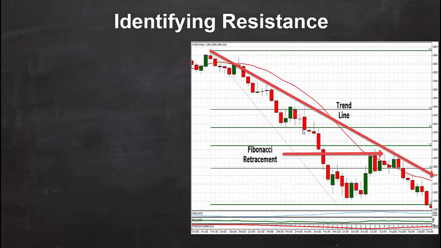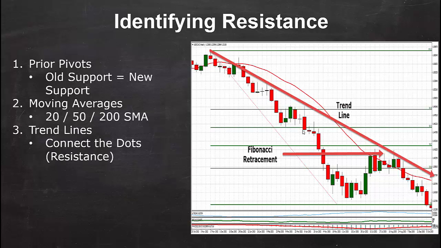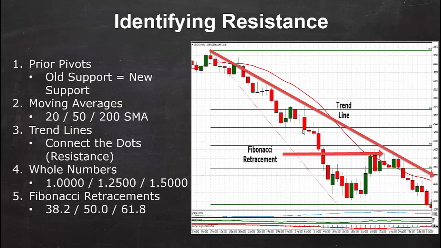Resistance is very, very similar. As you can see, you have the exact same levels, resistance catalysts that you have as support catalysts: prior pivots, moving averages, trend lines, significant whole numbers, Fibonacci retracement zones, and so on and so forth. So over here we have the same levels, but instead of connecting support, we're going to connect resistance. So now look at this here: resistance, resistance, resistance, resistance, and then it runs right into that same area. I would call that trend line a very, very important trend line.